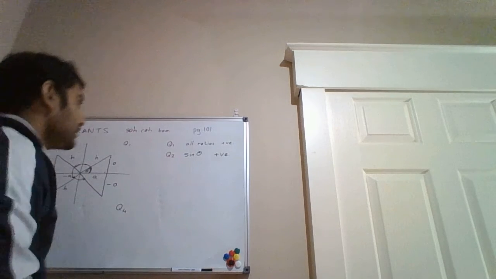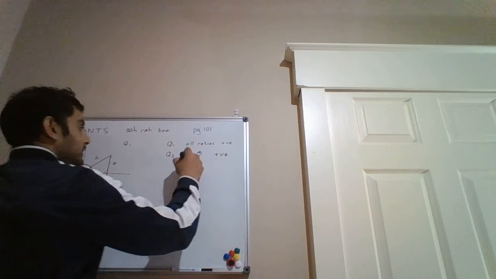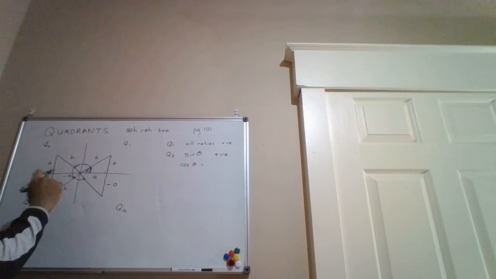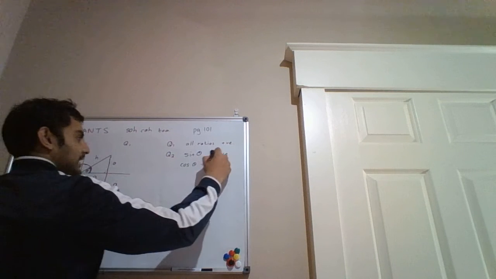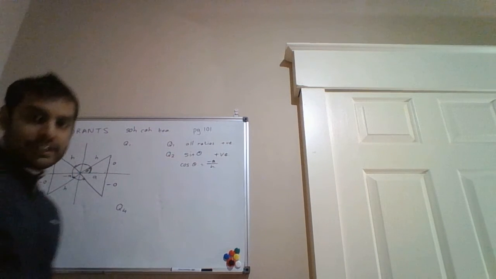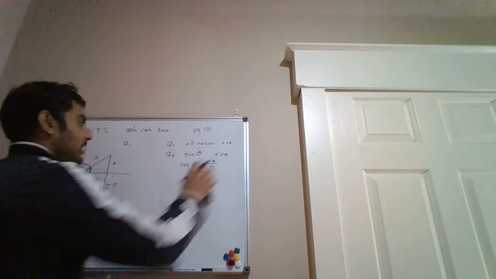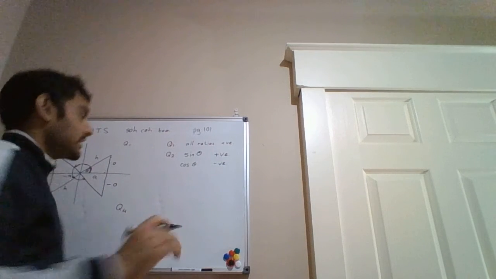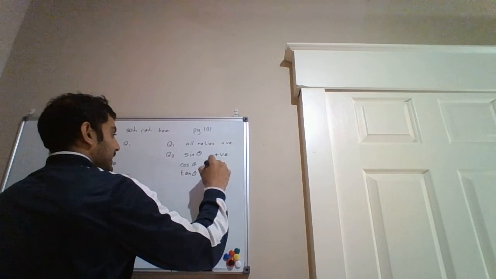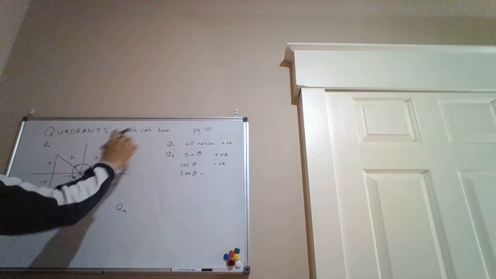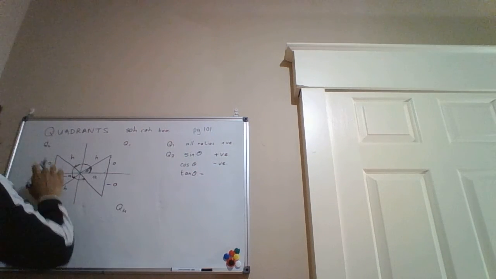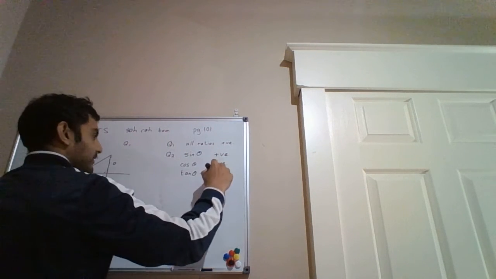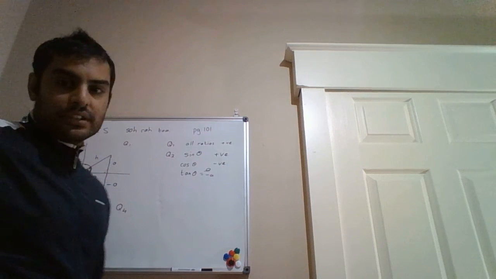Let's check for the other two ratios, cos and tan. Cos of theta is adjacent over hypotenuse, but in this case our adjacent is negative. So it's negative a over h, and that means this whole ratio is negative. We can similarly check for tan of theta, which equals opposite over adjacent. Our opposite stays positive, but our adjacent is negative. So this whole ratio is negative.